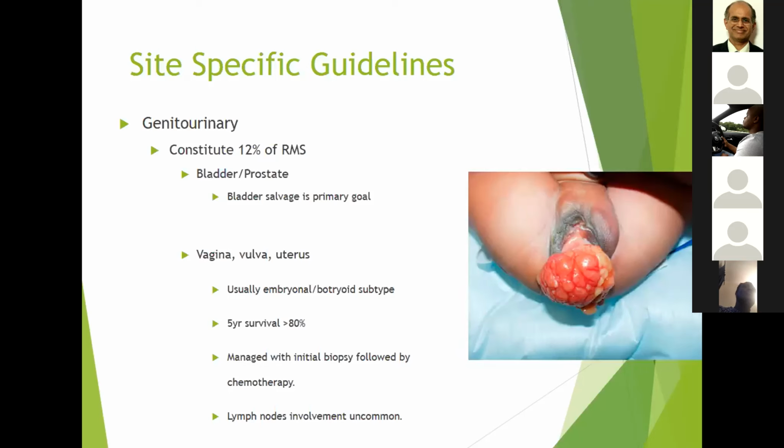With the genitourinary tumors, which constitute about 12% of rhabdomyosarcoma, for the bladder and prostate the main thing you want to do is to salvage the bladder. It can be a very difficult operation with a lot of structures around there. Your urethra, your rectum, your bowel can all be injured during this procedure.